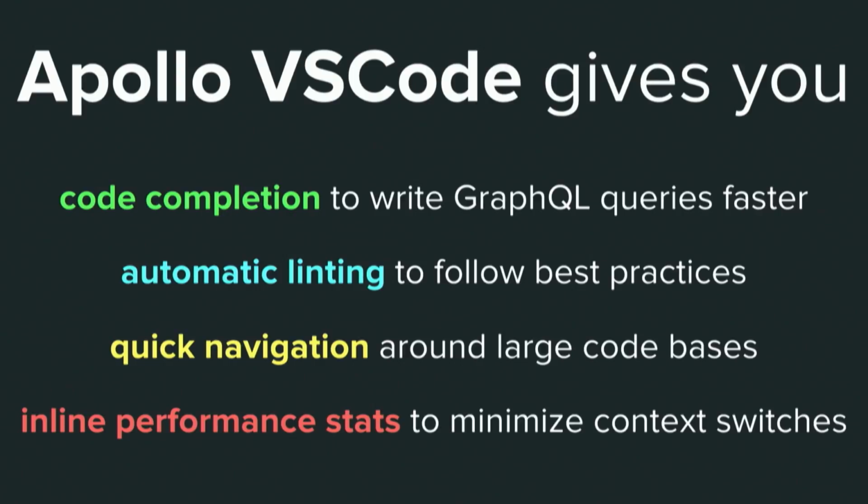And you get inline performance stats to minimize context switches. So with Apollo Engine, you can know exactly how fast your query is going to run based on data from your real live production app. And you can make decisions based on this to understand what type of queries you want to be performing.